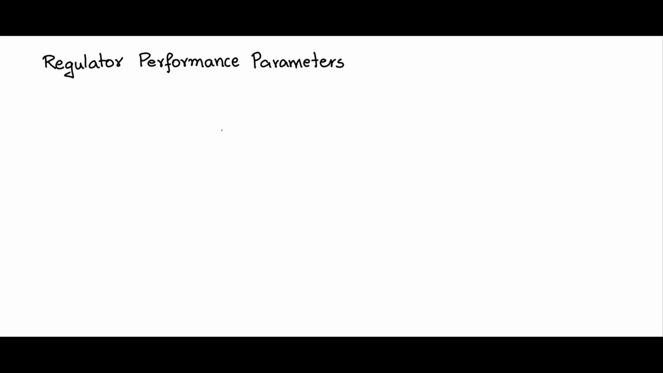Regulator performance parameters. These are important parameters that characterize the various regulators, linear regulators, that are available in the market. You can find them in the data sheet in one form or the other.